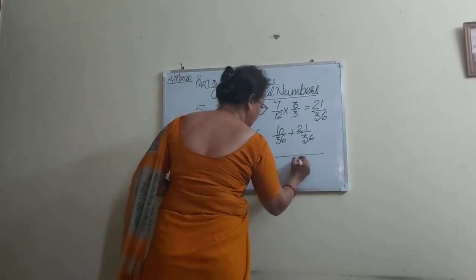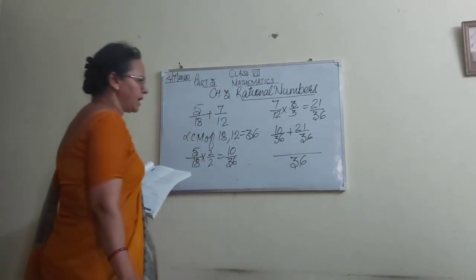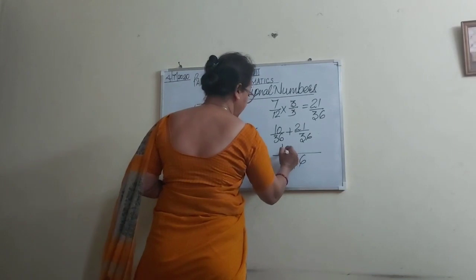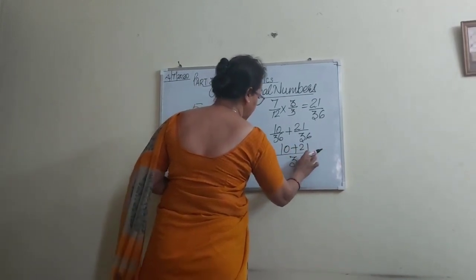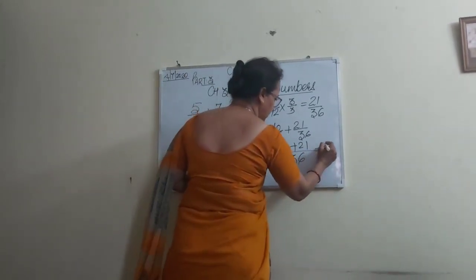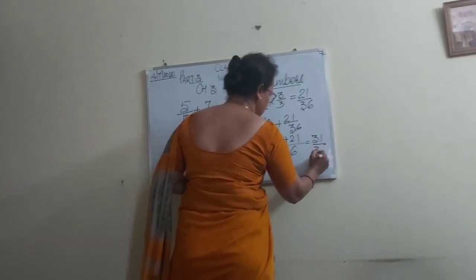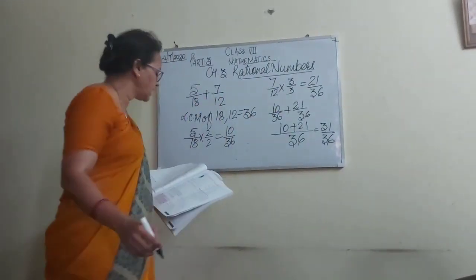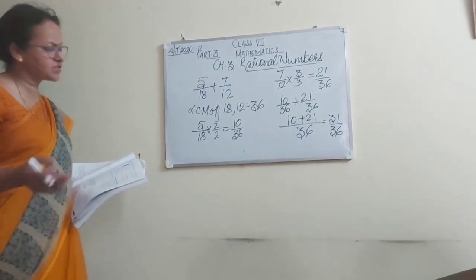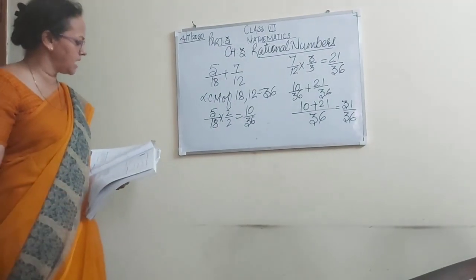36 is the same denominator, so it will be common, that is 10 plus 21, which is equal to 31 by 36. This is the way to add and to add only. Subtraction is different. Is it clear, students?